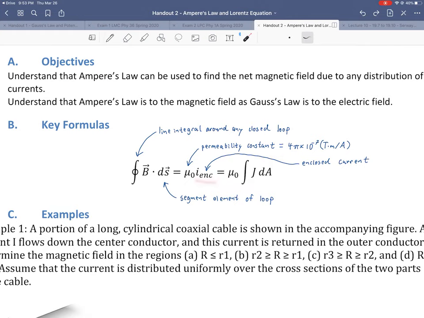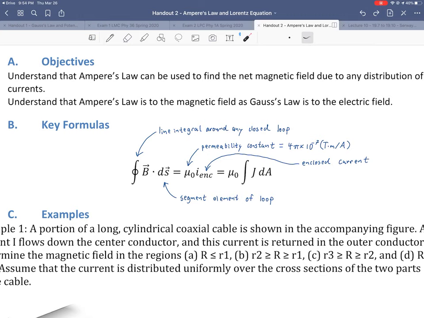And really the only idea here is that the enclosed current sometimes is a function of the radius, okay? And since it's a function of the radius, we can't just take current as just one value. We have to take current density and then integrate that current density over, well, the entire wire.